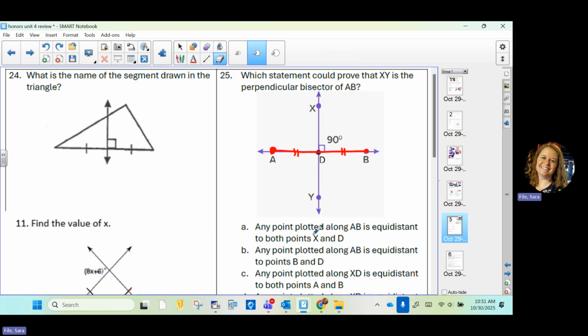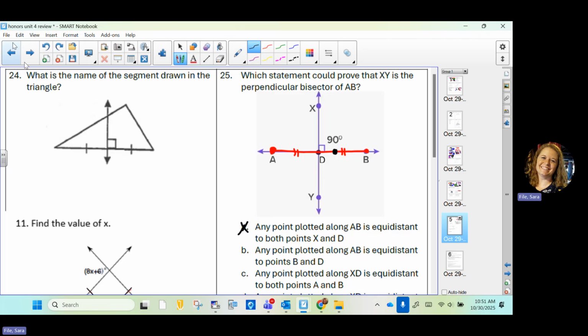So we'll read what the choices say here. Okay, so any point plotted along AB is equidistant from both points X and D. So if I put a point, let's say here, they're saying that that would be equidistant from X and D. So would that point to D be the same distance as that point to X? No, that one doesn't make sense.